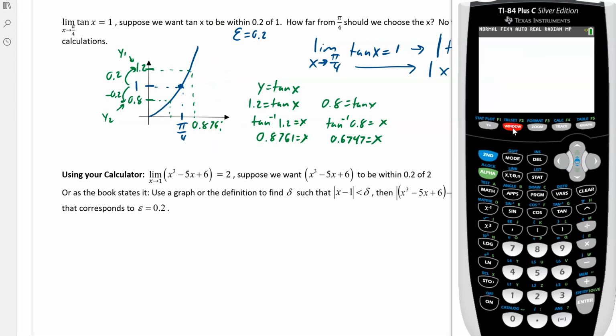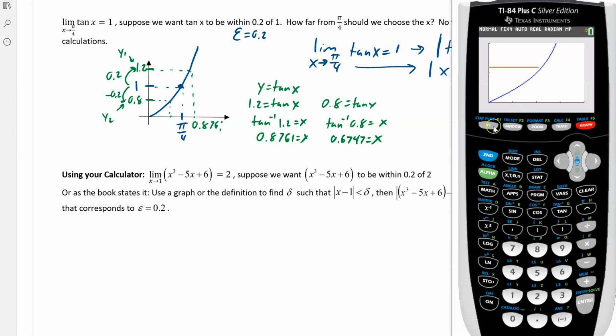So we go to our window, and we go 0, and then for the second one, you put in pi divided by 2. And then we want to make sure that we get our y value. So it needs to go up to 1.2. So I'm going to start with 0. And I'm going to put my y max at 2. And then hit graph. And it'll give us this nice little window that we have. And it'll draw those 0.8 and the 1.2 for us.